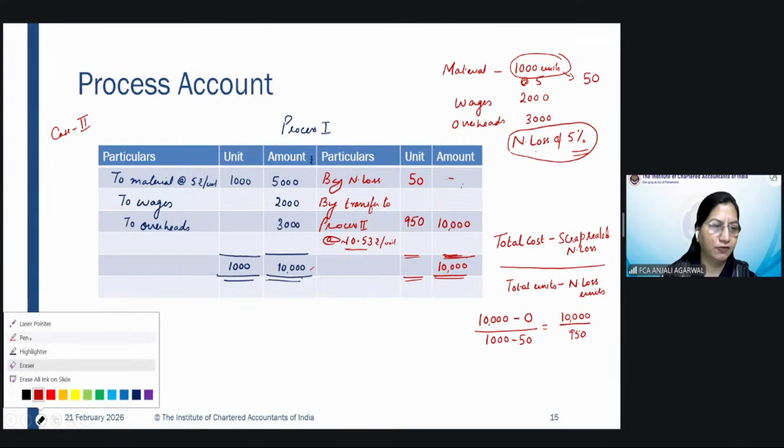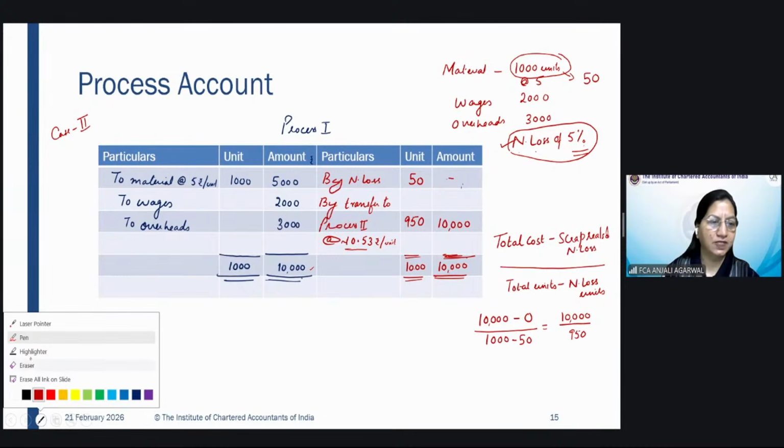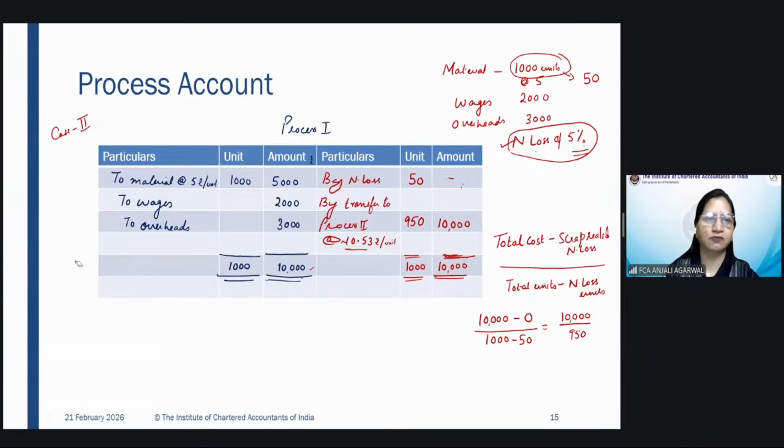So the total of units should always match with the units and the total of amount should always match with the amount. 1,000 matching, 10,000 is matching with 10,000. Right? So one extra information in case 2 that there is a normal loss of 5% and our answer changed. It was transferred to process 2 at 10 rupee per unit earlier. Now it is transferred to process 2 at 10.53 rupee per unit. I'm changing this to case 3. You can take a shot of this.